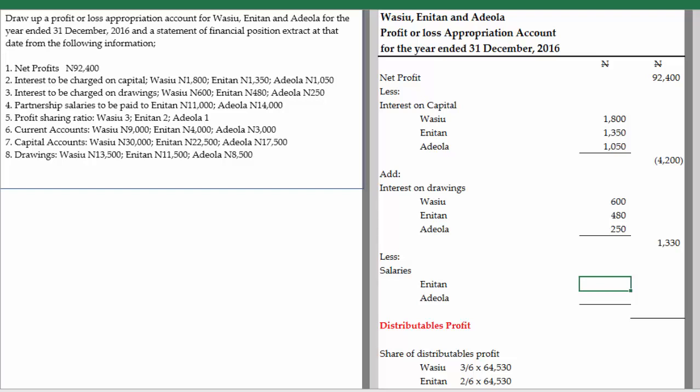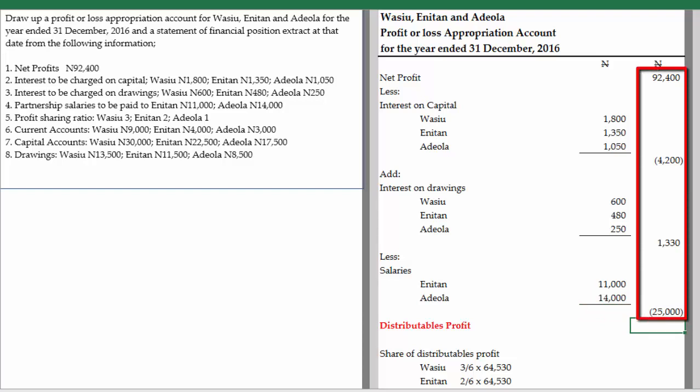The next is salaries. For Eniton, we are paying 11,000. And for Adiola, we are paying 14,000. This brings the total to 25,000. This will be deducted. If we accumulate all these items, it brings the distributable profit to 64,530, which is the profit that will be distributed or shared among the partners.